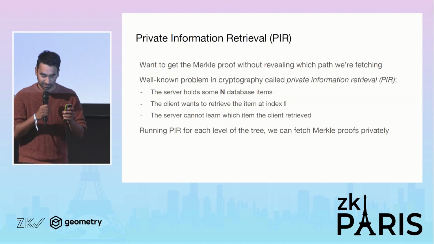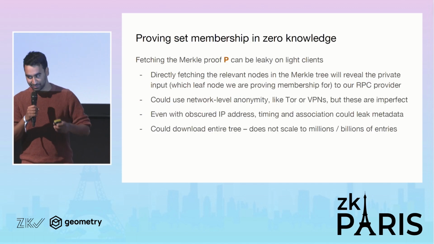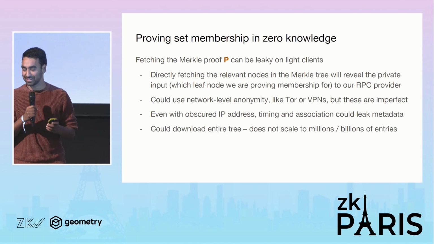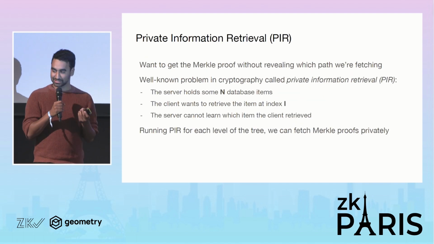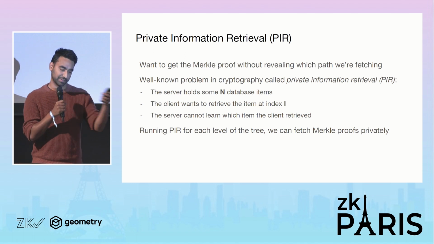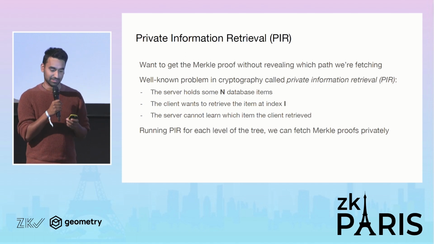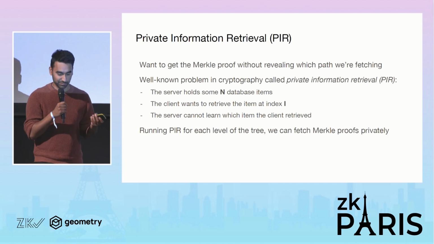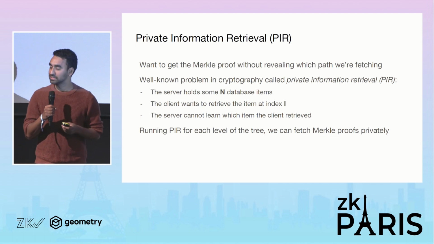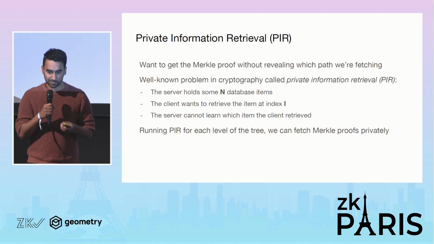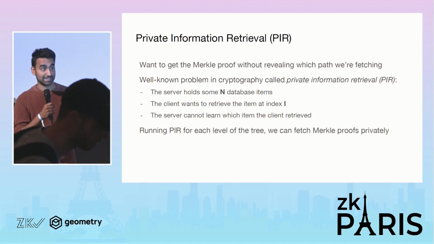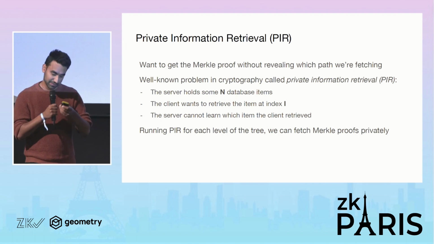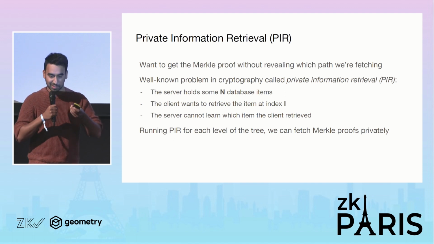I'll caveat here, sticking with this idea that we're doing set membership proofs with Merkle trees. What are our options? What we want is to get the Merkle proof. The Merkle proof is the path up to the root of sibling nodes. We want to get this proof without revealing which path we're getting the proof for. So there's actually a well-known problem in cryptography. This actually predates even homomorphic encryption, called private information retrieval. It's a simple problem to state, but maybe hard to solve.